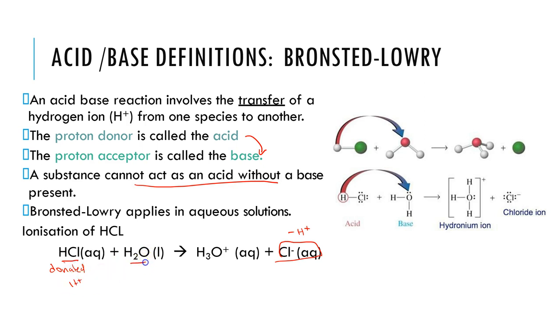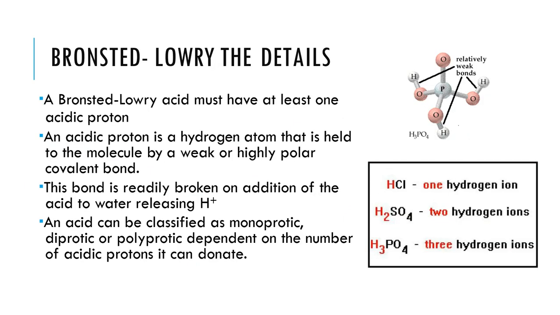And if we have a look at the water here, it goes from H2O to H3O+. It has gained an H+. So in this case, HCl is donating, it is the donor, so it is the acid, and H2O is accepting, so it is the base. And in order for an acid-base reaction to occur, we must have a donor and an acceptor. Okay, so by definition, the donor is the acid and the acceptor is the base.